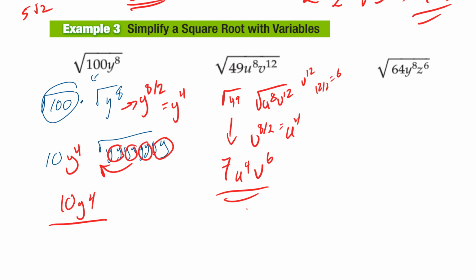One more time, make sure we got this, and then we'll do it when it's a little bit harder. Break this one down, radical 64 times y8 z6. Radical 64 is 8. Y8 divided by 2, because that's what square root is, you get y4. 6 divided by 2 is z3.